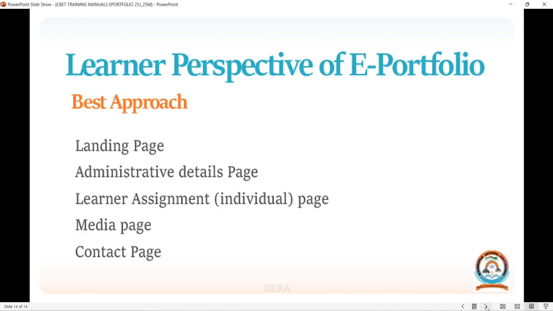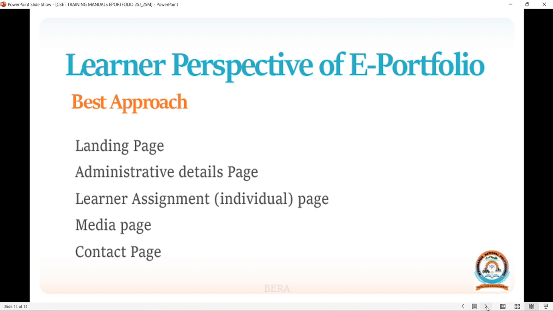Now, this is going to be our learner perspective of the e-portfolio. The best approach, according to me, is not a standard; it is according to how we are supposed to build this. We are going to have a landing page, the first page, which is going to be like our home page. Next is a page about administrative details, then the learner assignment, individual page.